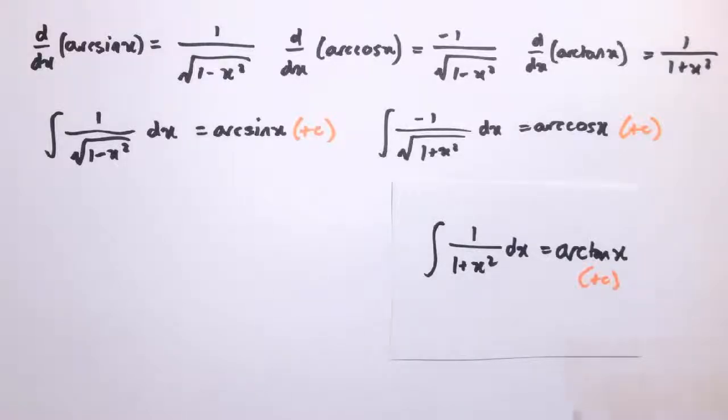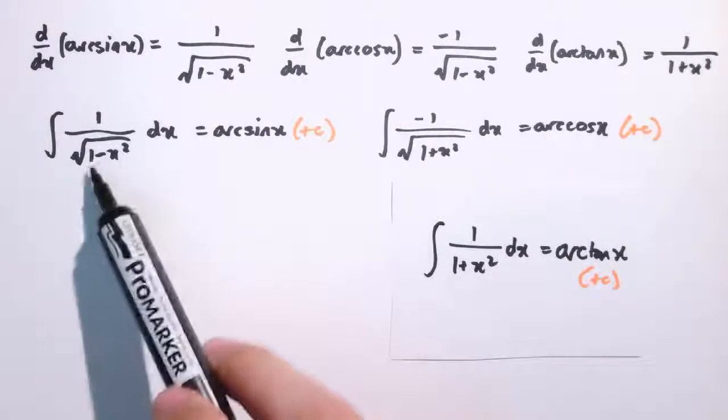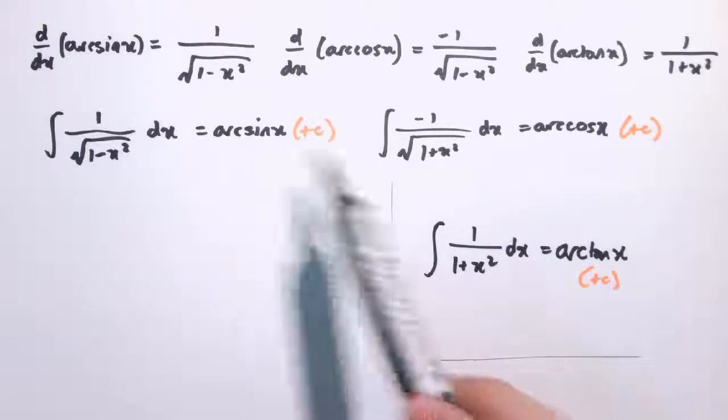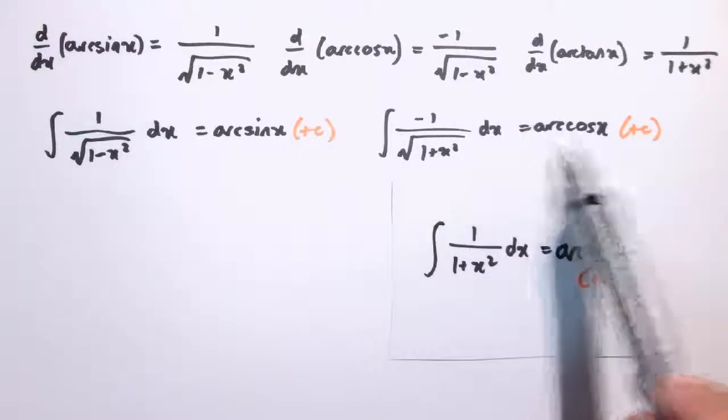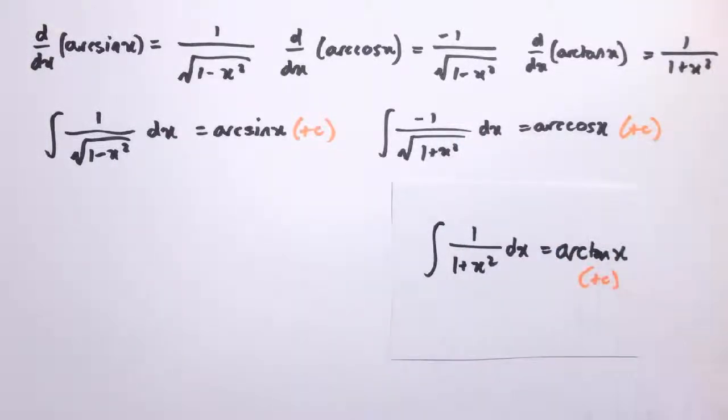These results immediately give us some integrals, so the integral of 1 over root 1 minus x squared dx is arcsine x plus c, the integral of this is arccos x plus c, and the integral of this is arctan x plus c. All important results.